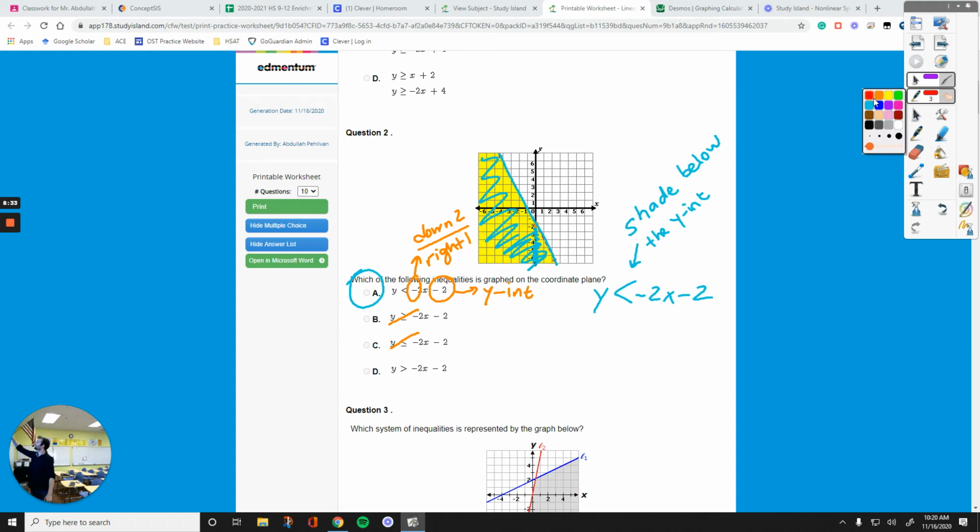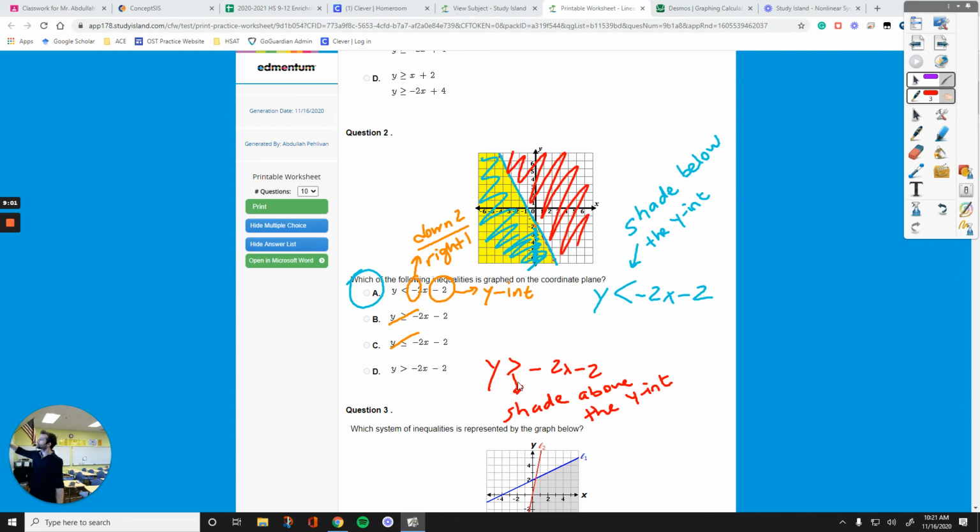Versus, let's just talk about the other one. What would the other one mean? Y is greater than negative 2x minus 2. If y is greater than, it tells you to shade above the line. Shade above the line, or above the y-intercept. So what does that mean? Your line is up here. If you're going to shade above it, obviously this is where you need to shade. And that's not what we have, which is why D is not our answer.